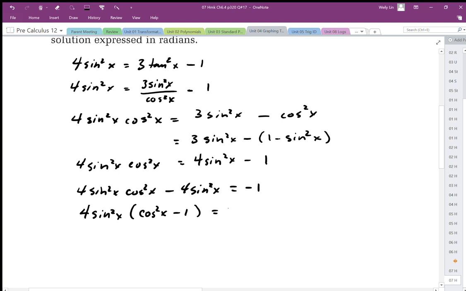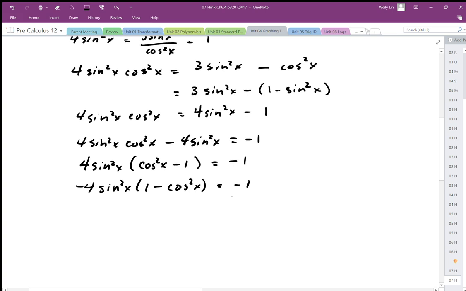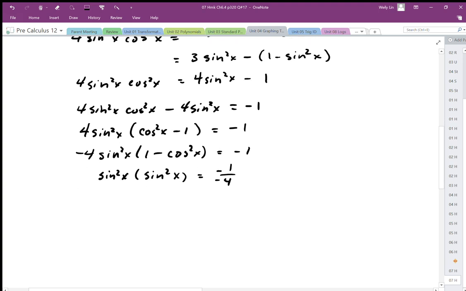And what we've generated here is, again, another Pythagorean identity, and we can convert that into sine squared. So first of all, I'm going to factor out the negative, and we end up with our Pythagorean identity, 1 minus cos squared x equals negative 1. I'm going to divide both sides by negative 4, so I get sine squared x. This 1 minus cos squared I'm going to convert to sine squared, and negative 1 over negative 4 gives me positive 1 over 4. So in the end I end up with sine squared x equals 1 over 4.